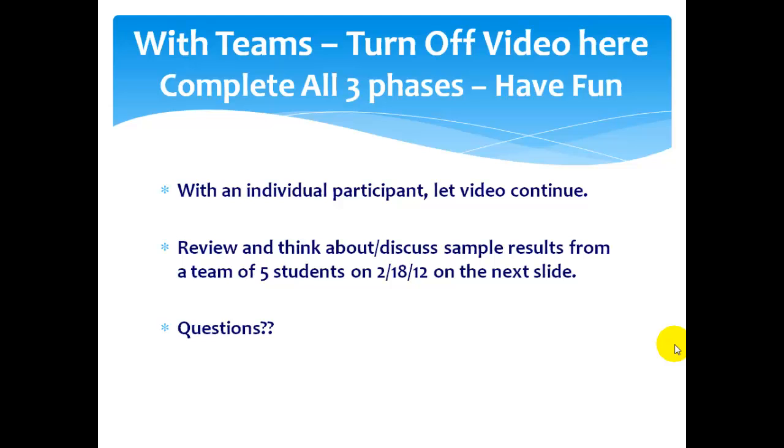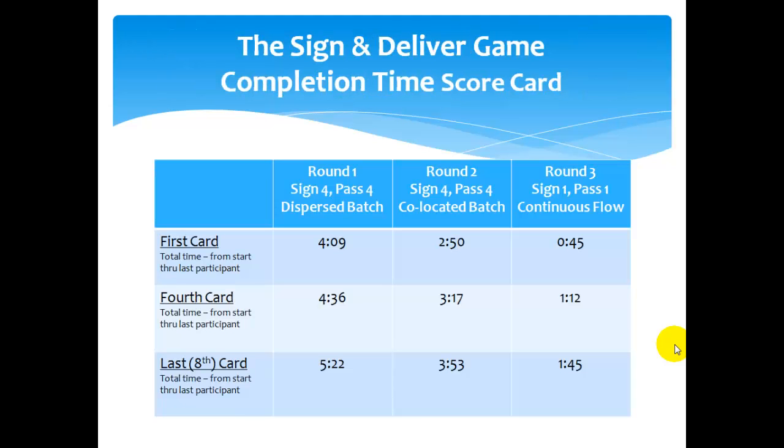Review, think about, and discuss sample results of a team of 5 that took this game on 2-18-12 on the next slide. Have your questions ready. That group went through this process, and here are the times for the 3 different approaches. Compare 522 for the dispersed batch to 353 for the co-located batch to 145 for the continuous flow batch.